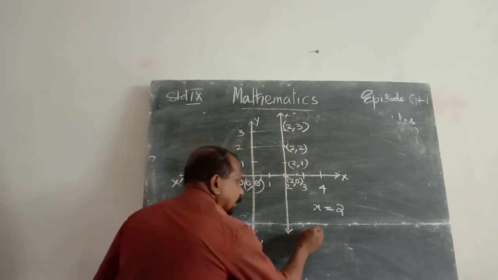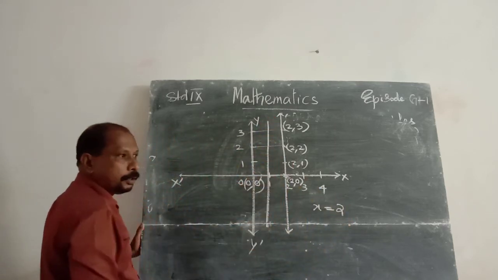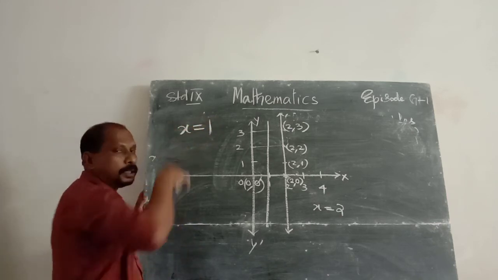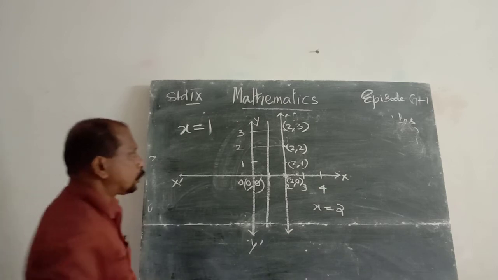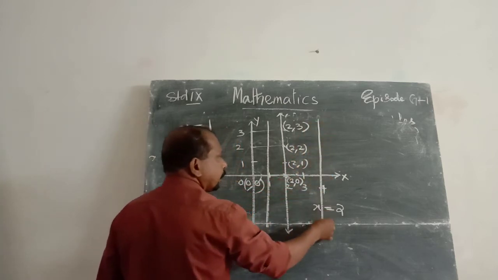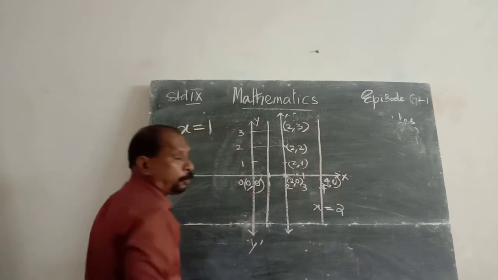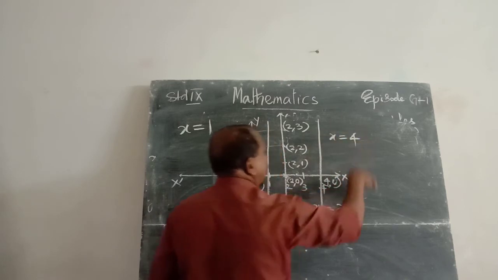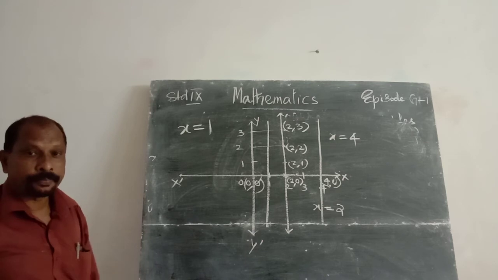Similarly, another line passes through 1, 0. Therefore, all the x-coordinates are equal to 1. Therefore, x is equal to 1 is the equation of that vertical line. It also passes through 4, 0. Therefore, all the y-values are 0, and all the x-coordinates of the points are equal to 4. Therefore, x is equal to 4 is the equation of that vertical line passing through 4, 0.